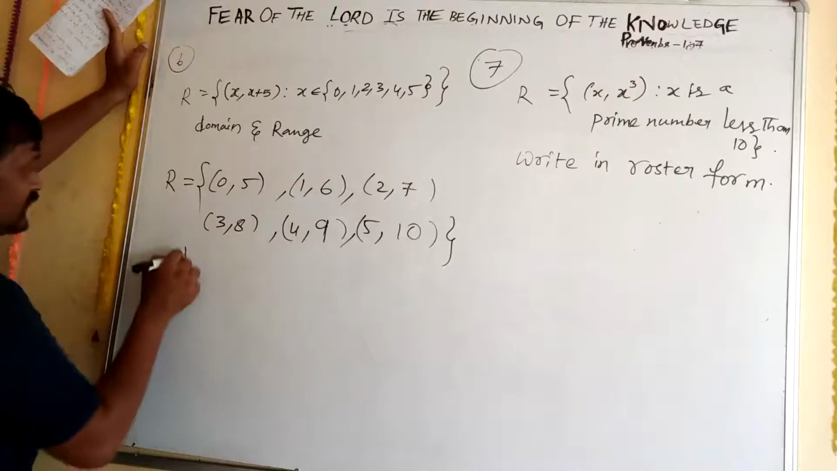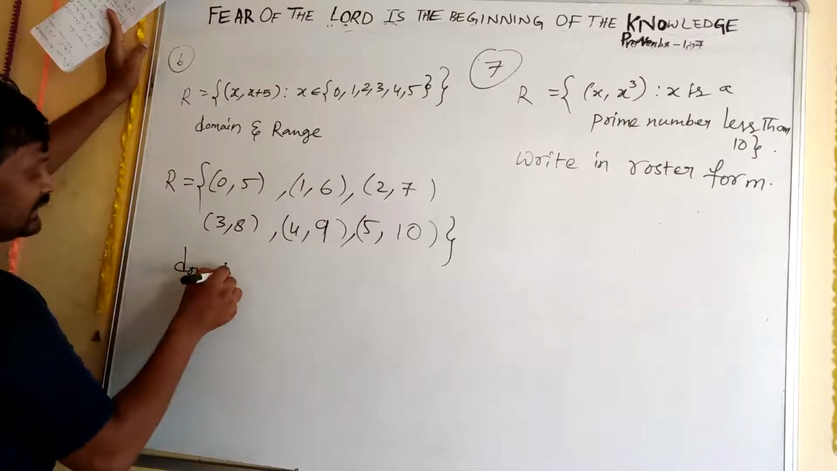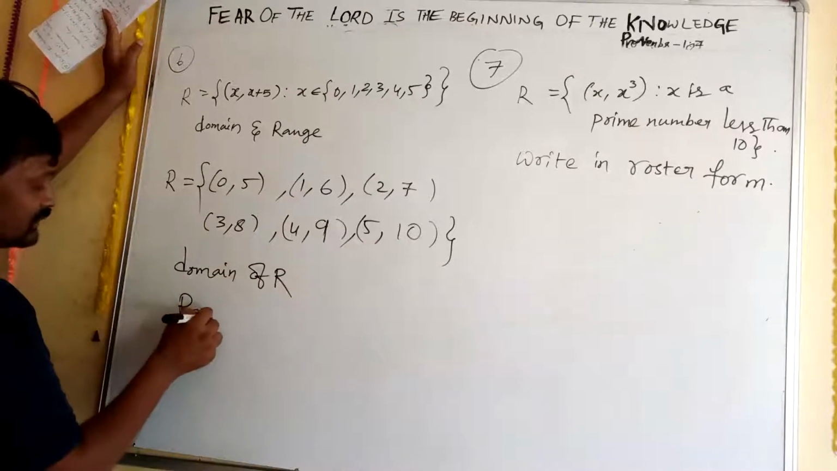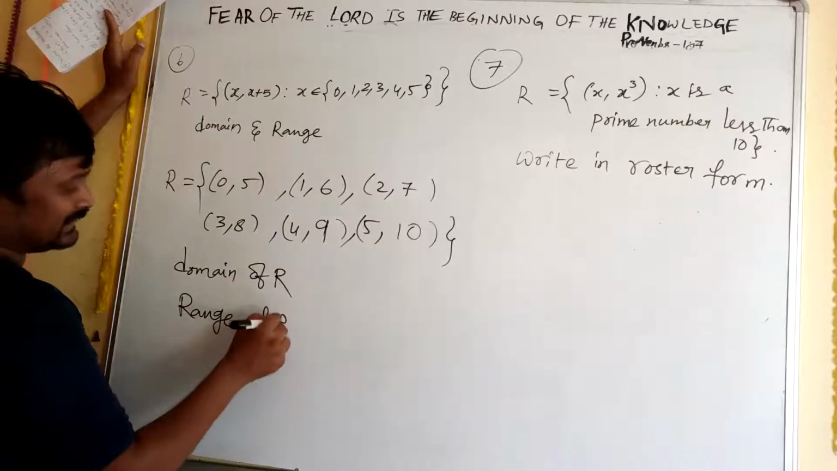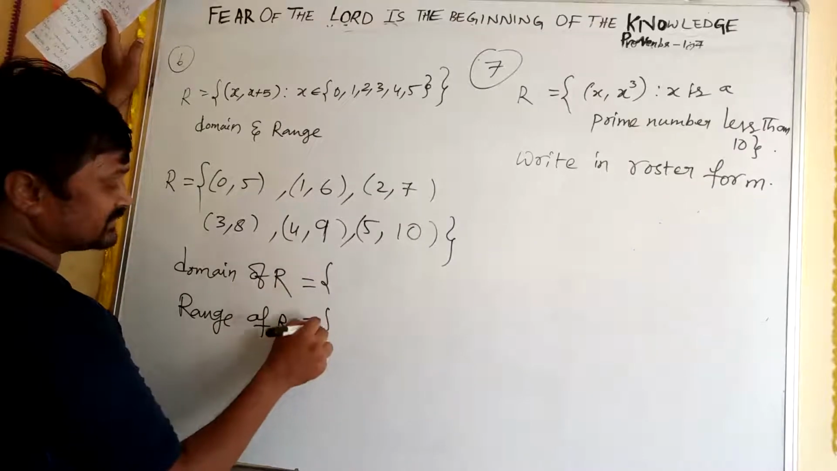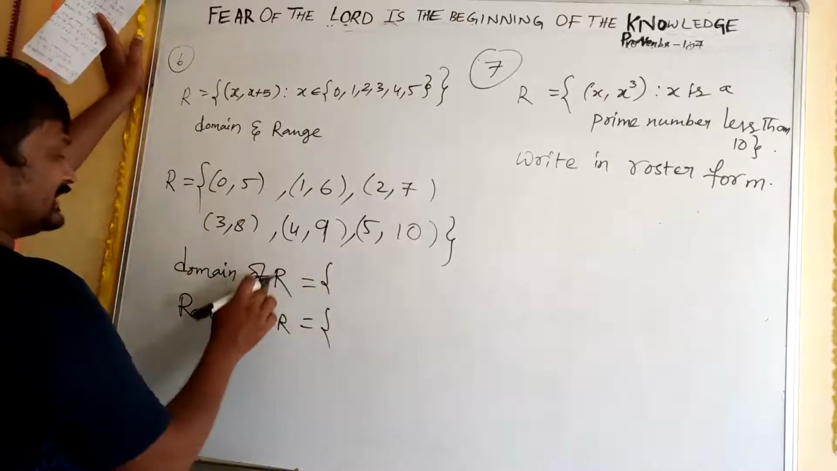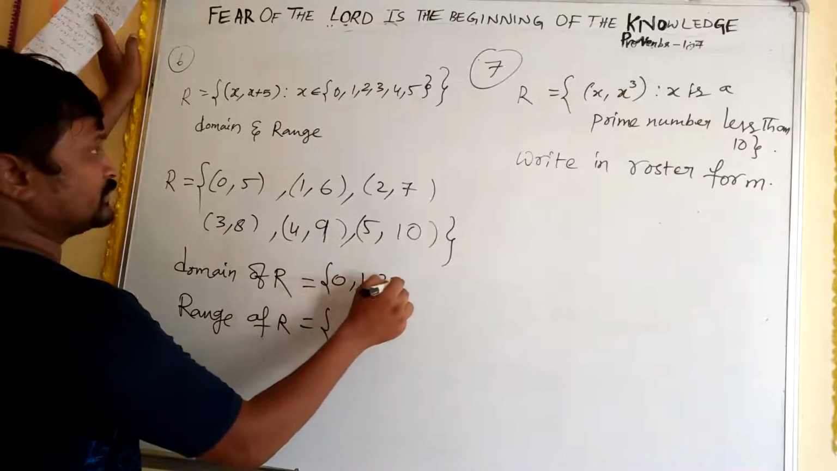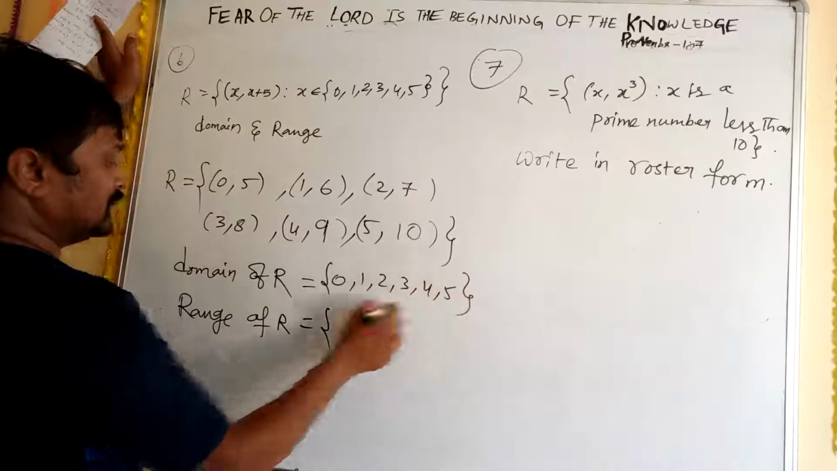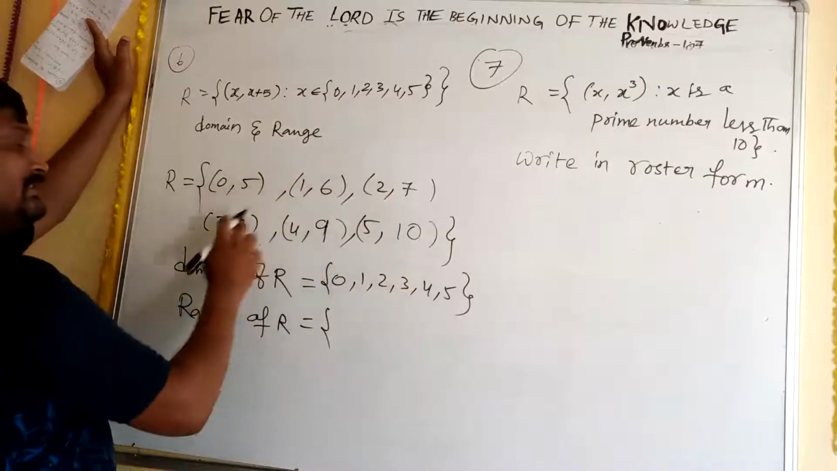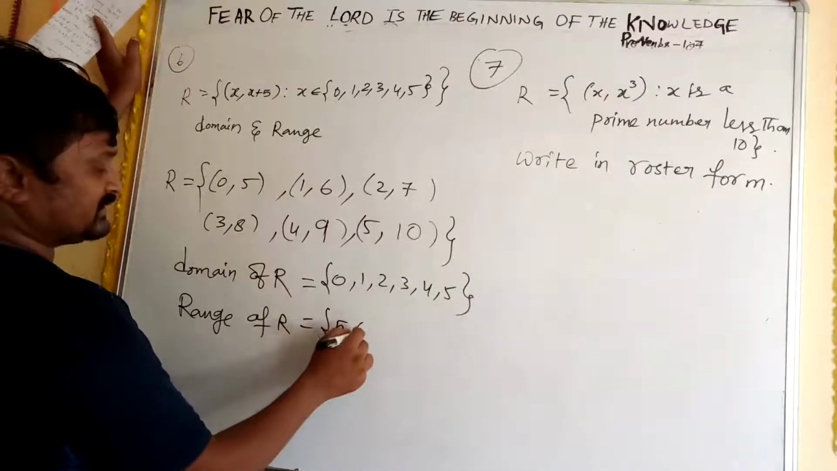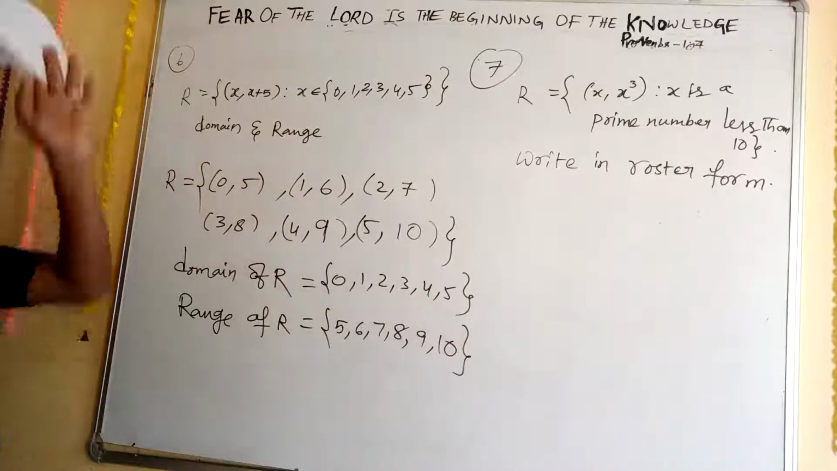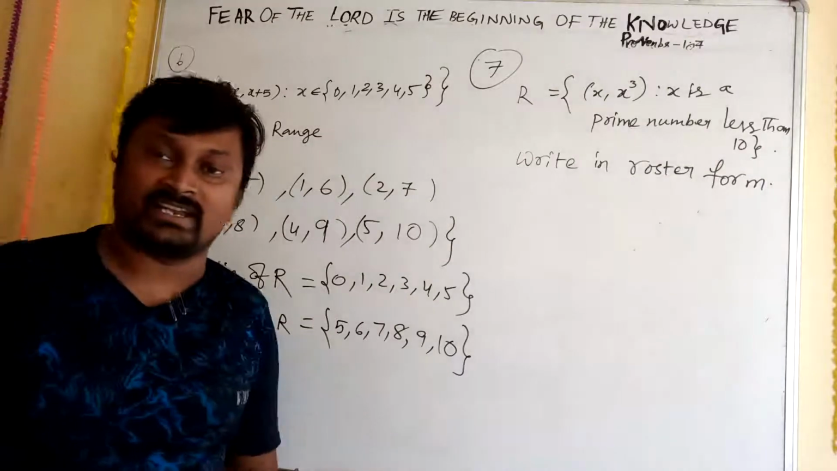So now what is your domain and what is your range? Domain of R, range of R. So this all you have to practice, then only you are able to get answers easily. So domain is nothing but 0, 1, 2, 3, 4, 5. And what about range? 5, 6, 7, 8, 9, 10. Clear? That is about your domain and range.